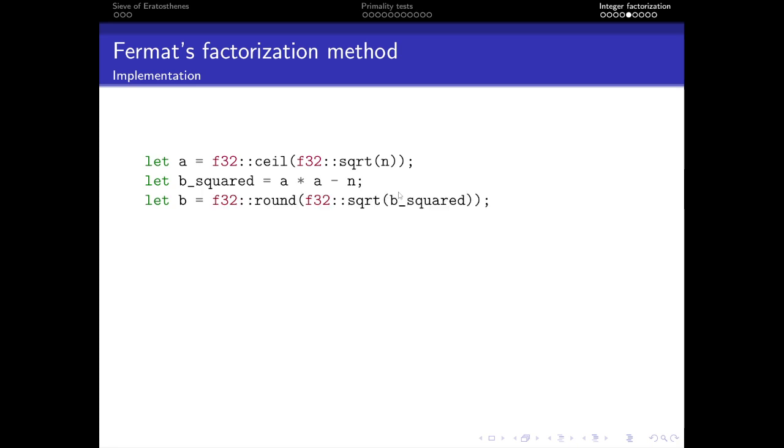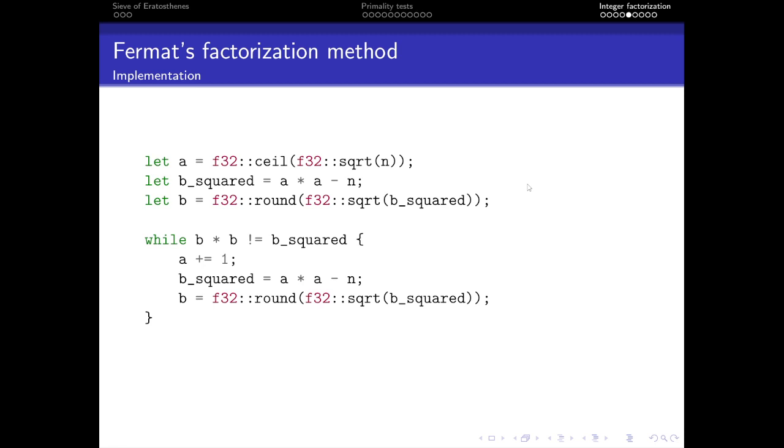And then we check if b squared is actually a square by rounding it and then taking the square root of b squared. And if it's not, we just increase a, calculate this exact same thing again, and see if b squared is now a square. And at the end, obviously, you can return one of the factors, a plus b or a minus b.